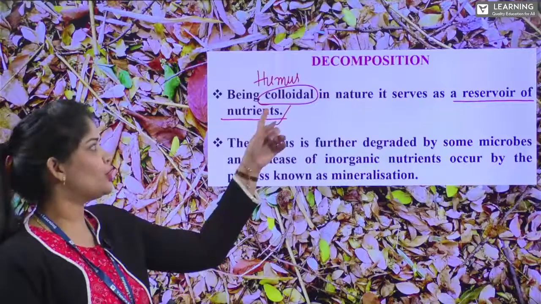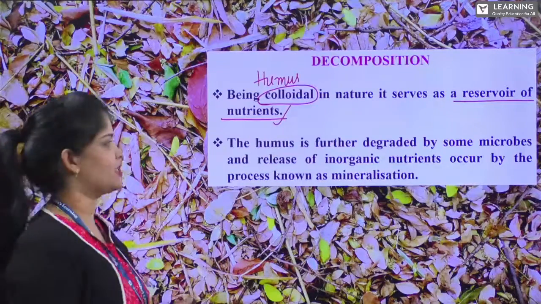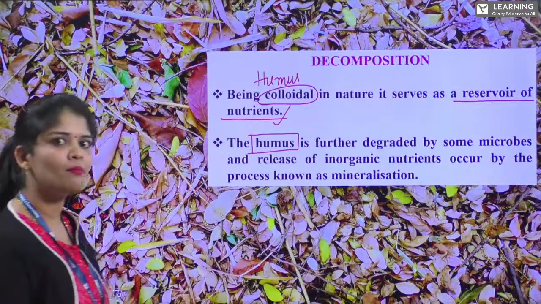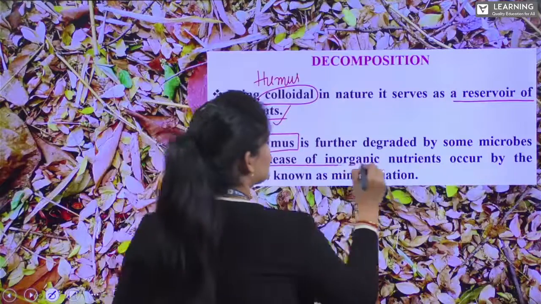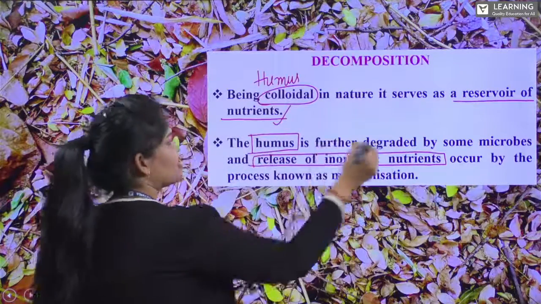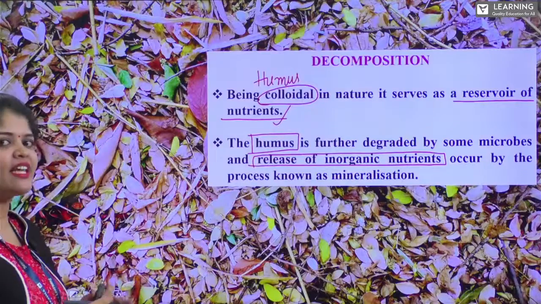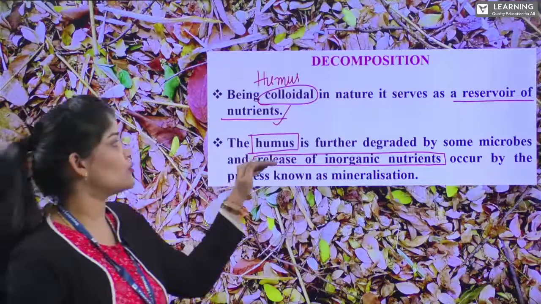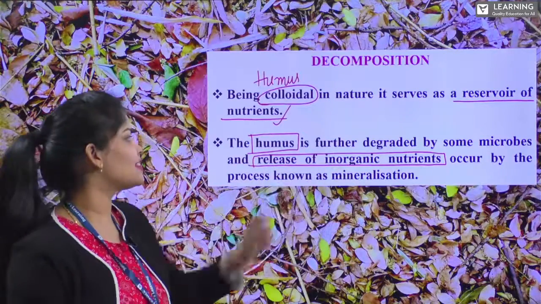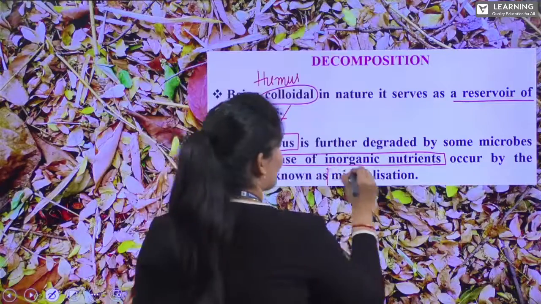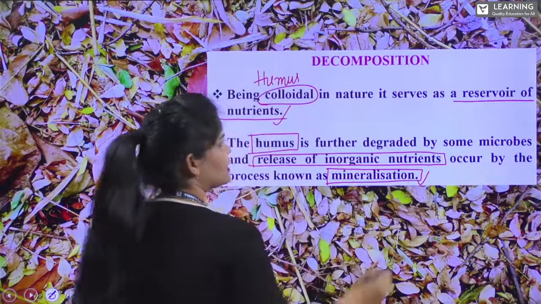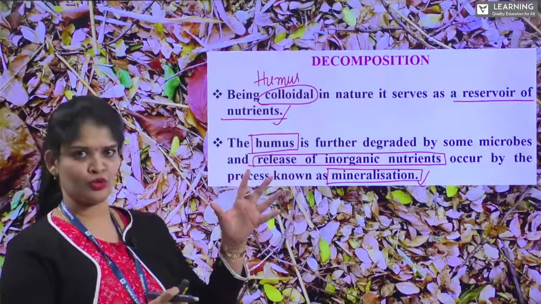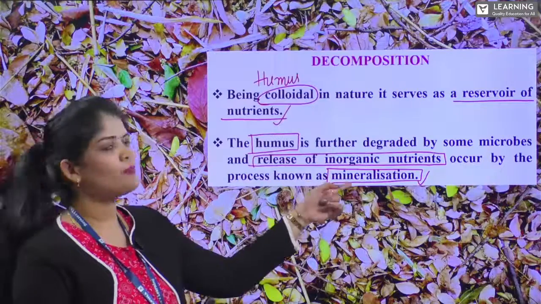Therefore, this humus will act as a reservoir of the nutrients. Moving on, this humus is further degraded by some microbes and releases inorganic nutrients. It happens at very, very slow rates because it is resistant. It gets degraded by the microbes at extremely slow rates. If that happens, it leads to release of the inorganic nutrients, and that process is called mineralization. See, it is acting as a reservoir of the nutrients, right? And it will release the inorganic nutrients. That release is nothing but mineralization.